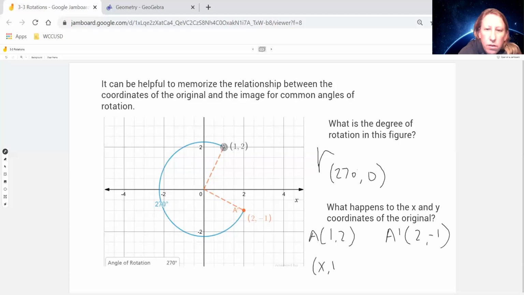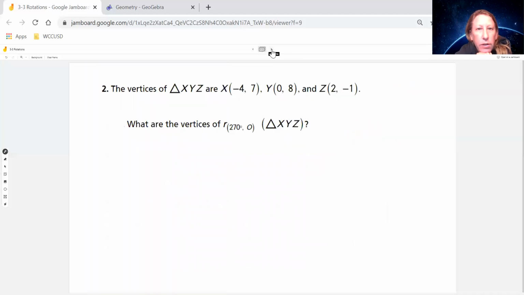So where did the X go? The 1 became -1. And where did the Y go? It came out to the front. So if you memorize these three basic numbers, it can save you a little bit of time. Okay. I can also use technology to do it. So should we practice this first?